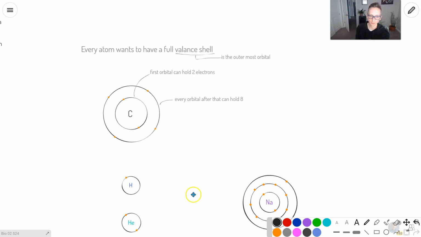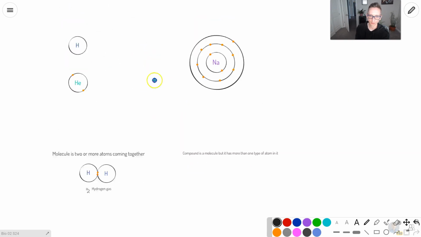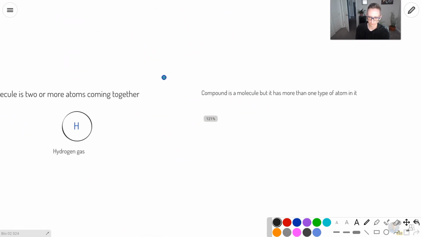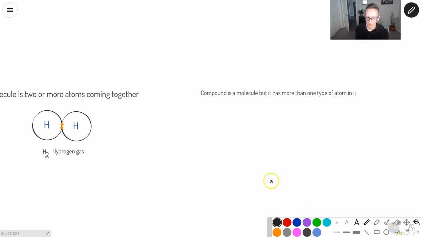Let's do one compound. We'll draw out the formula. So this is the formula of this. We'll draw out the formula of what we're going to draw here. This would be CH4.